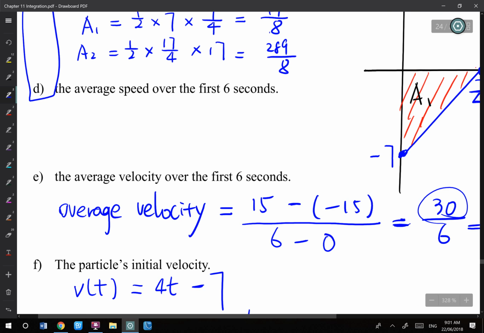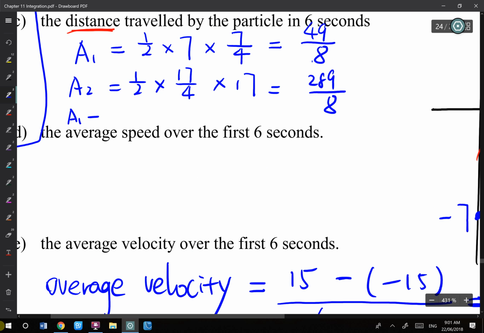So if we want distance, I need to use A1 plus A2 to work that out. So that's 49 plus 289 over 8.